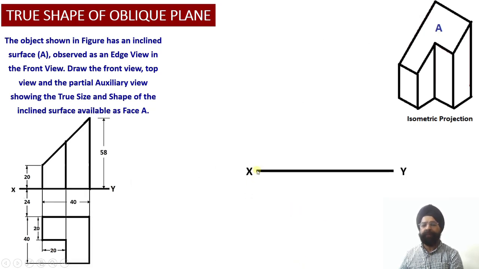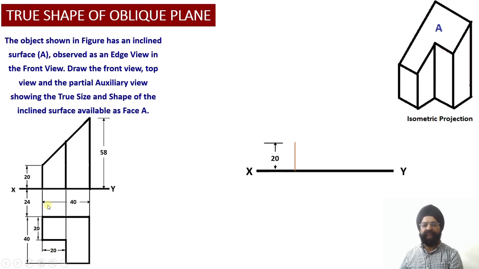Step number 1, we draw the XY reference line, and then we know that the front vertical edge of the solid is at a height of 20 millimeter from the base. So this edge corresponds to this front edge of the solid over here. This height we have been provided equal to 20 millimeter, and I have marked it as the height of the front edge of the solid.